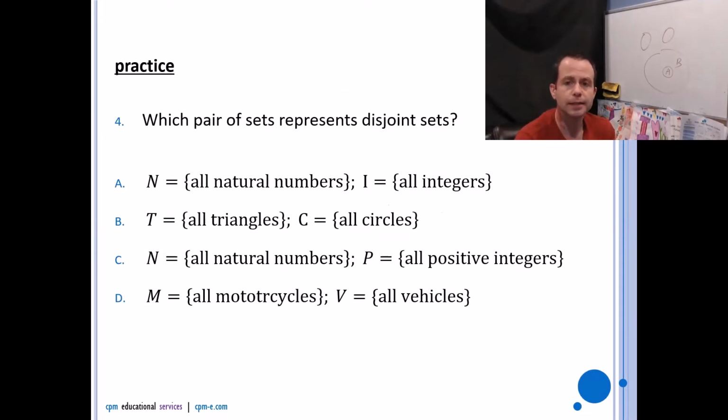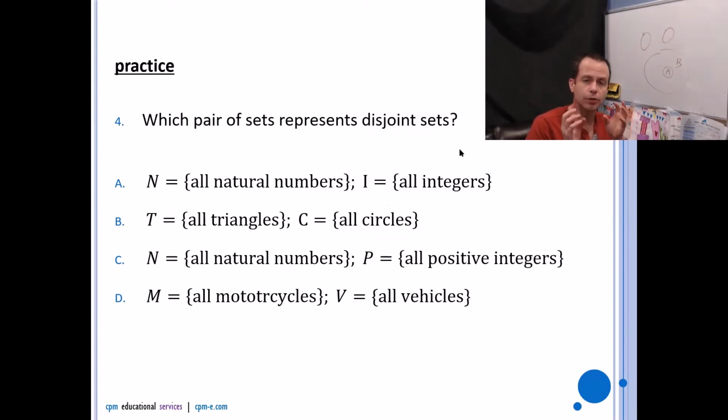Which pair of sets represents disjoint sets? Now remember, these two circles were my example of disjoint sets, so they have no overlap between them, okay? So you're asking yourself, could I get an overlap? As soon as you say no, you found the answer. So could I have a natural number that's also an integer? Yes, for sure I can, right? All natural numbers are integers.